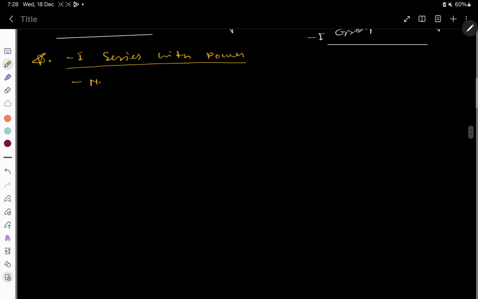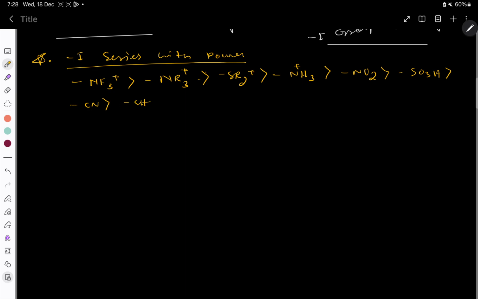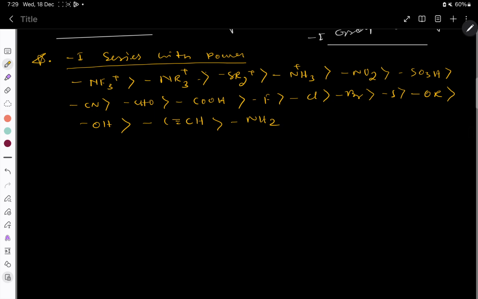Suppose here the first group is NF3+, then NR3+, then SR2+, then NH3+, then NO2, then SO3H, then CN, then HCO, then COOH, then fluorine, chlorine, bromine, iodine, OR, OH, C triple bond H, and NH2. This is the series. Basically you have to remember that.